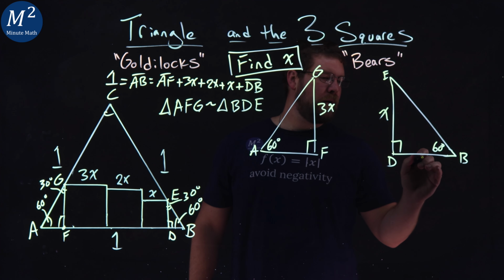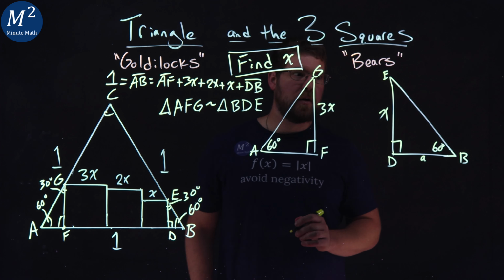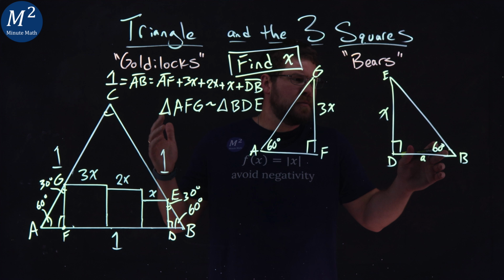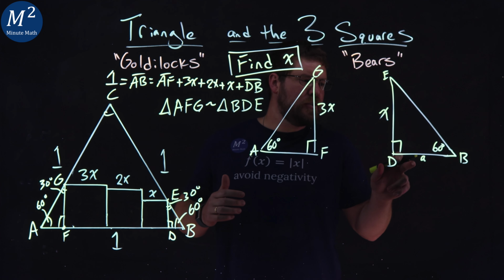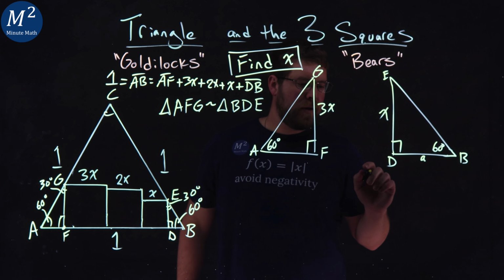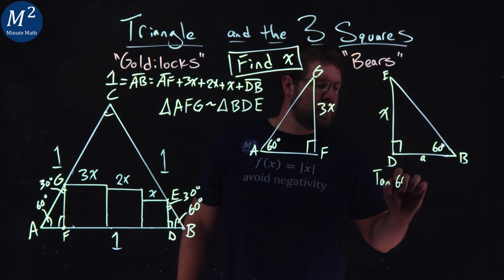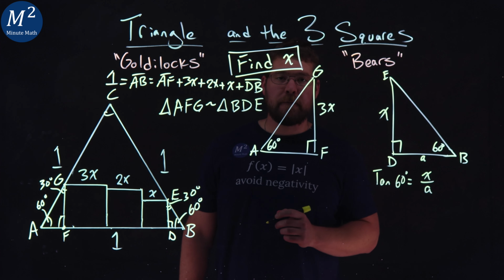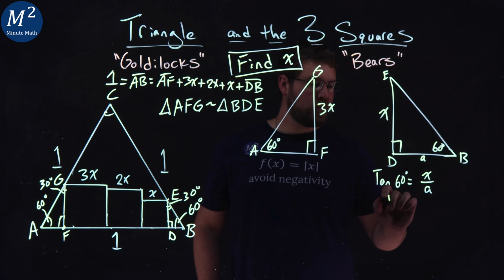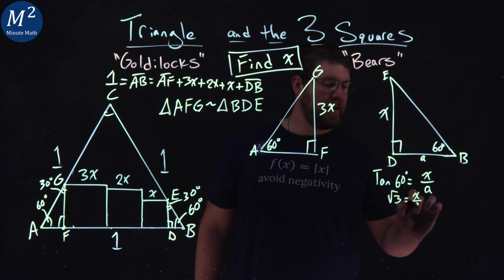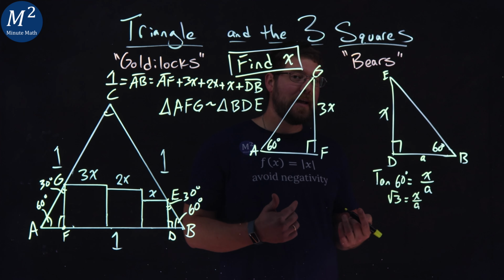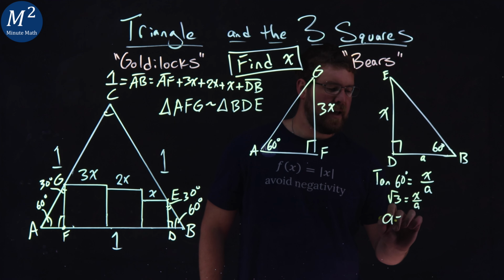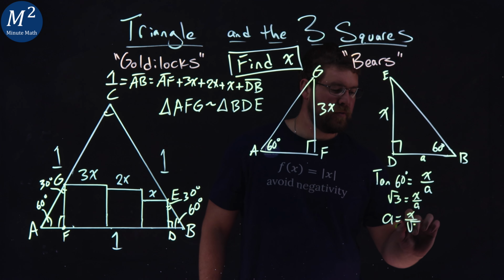All right, let's label values. I'm going to call DB the length of a here. And what can we do? Well, what equation involves opposite, adjacent, and our angle? We've got tangent. So tangent of 60 degrees is equal to opposite over adjacent, x over a. Well, the tangent of 60 is equal to the square root of 3. So we have square root of 3 equals x over a. And I want to get a by itself, so just cross multiply, or really swap these, and a is equal to x over square root of 3.